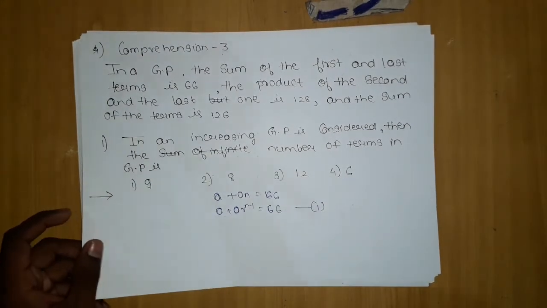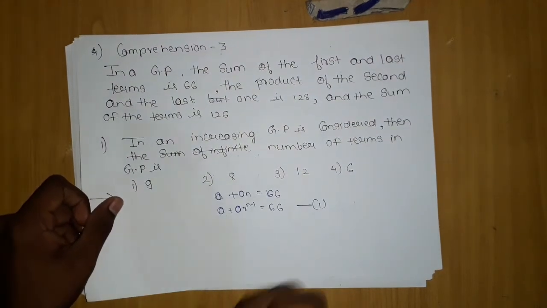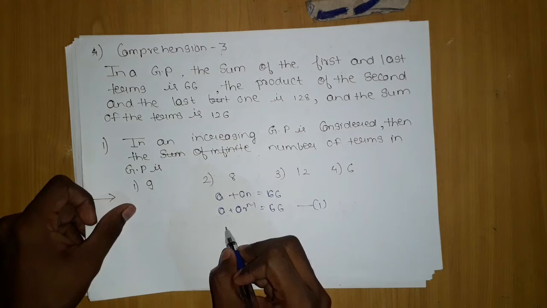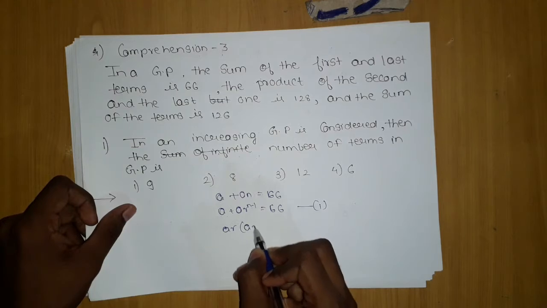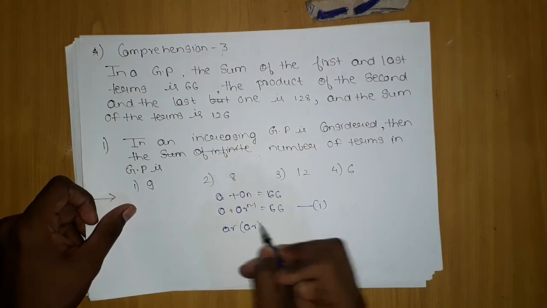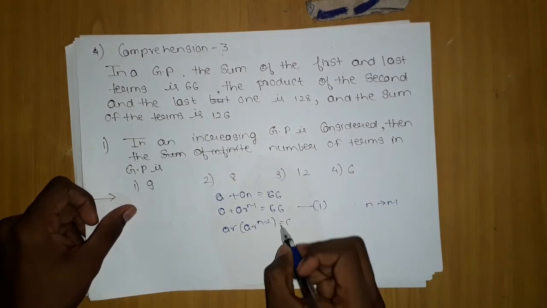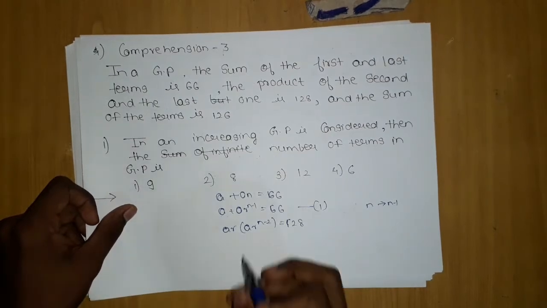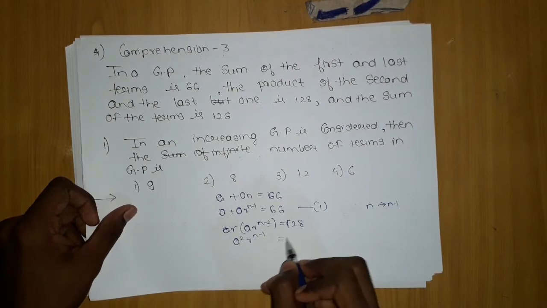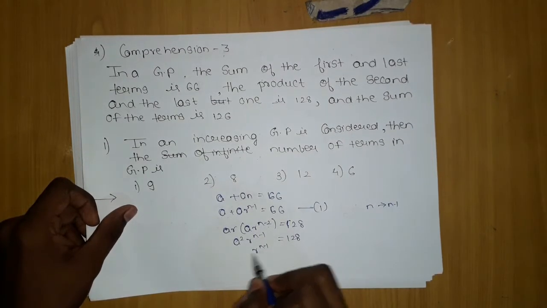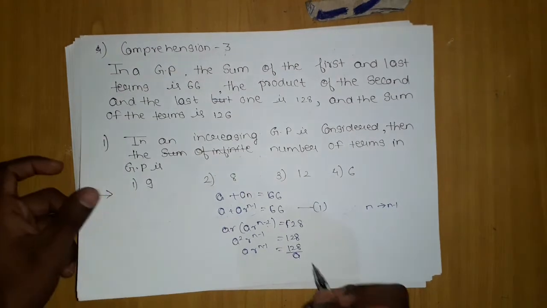In the next equation, the product of the second and the last but one. Second I can take as ar, and the last but one is ar power n minus 2, since I replace n with n minus 1. This should be equal to 128. If I multiply, this will be a square r power n minus 1 equals 128. So a r power n minus 1 I can get as 128 by a.